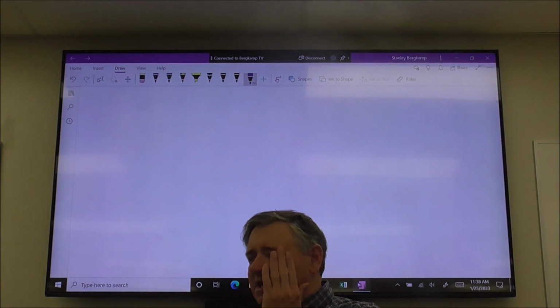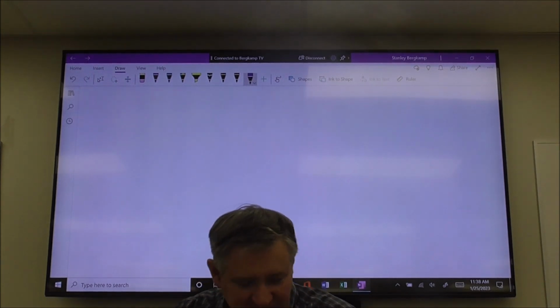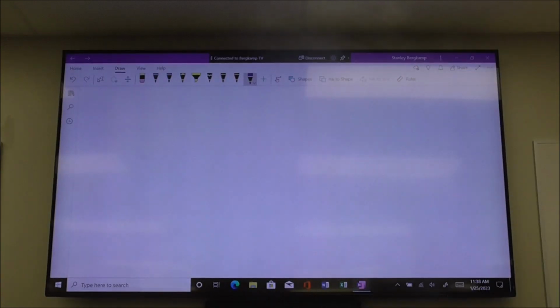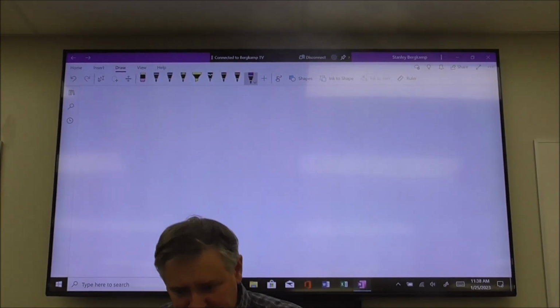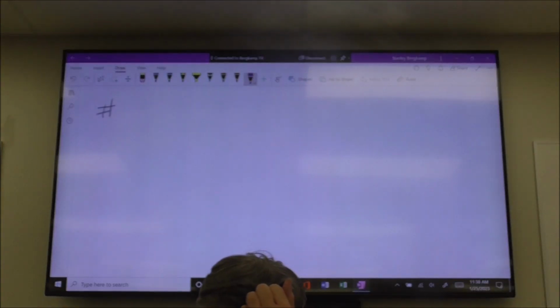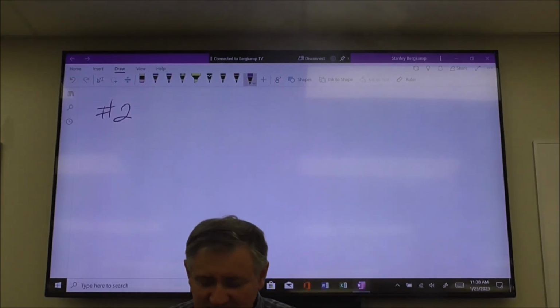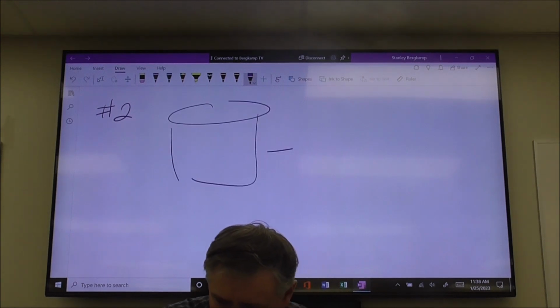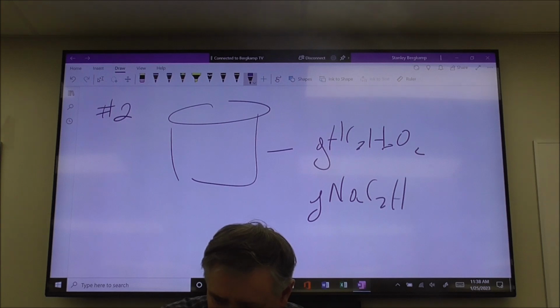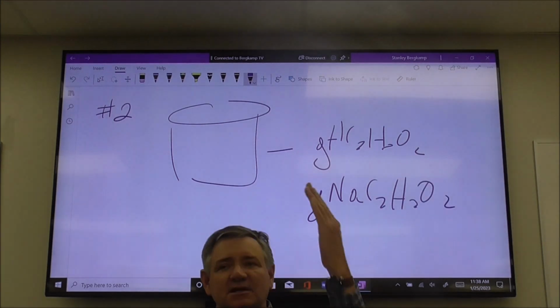Okay, so let me go through the big picture on some of these problems. If you look at number 2, I take you through different stages of this. The first thing I'm going to say is, here's this beaker. We're going to add so many grams of acid and so many grams of sodium acetate. So right away, that's going to make this a buffered solution.